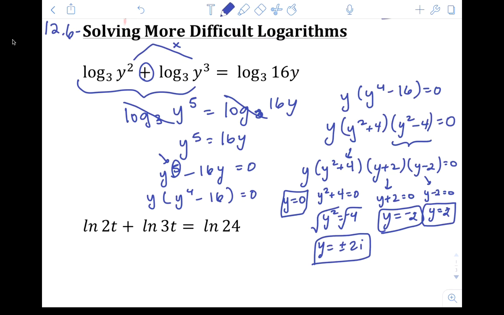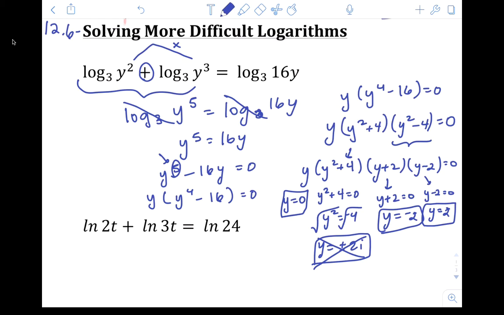Now here's the last part of this. This is the part that's going to stink. Oh, here we go. There's no point in checking the imaginary, right? The imaginary is a non-issue. It's not on the coordinate plane anyway. But you still have to check the 0 and the plus or minus 2.